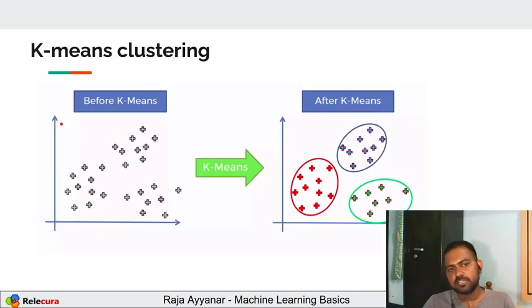Then k-means clustering. So how does it work? Before k-means, this is a bunch of data. There is no cluster, and our model will look at the data and see that all these are a little bit close, they are a little bit close, they are a little close. So it will just put these into three groups.